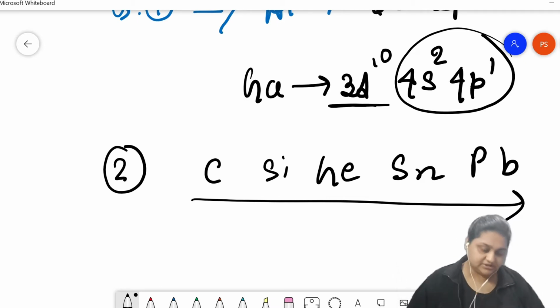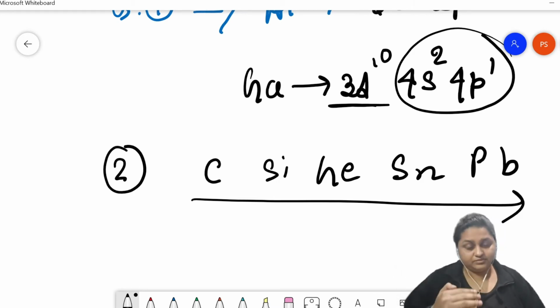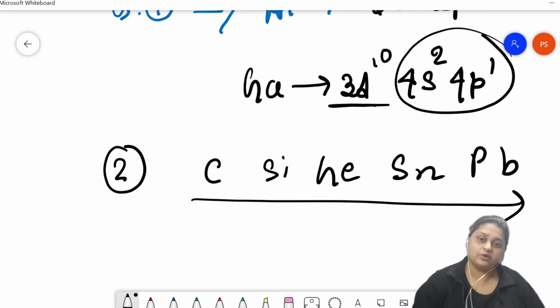As a result, the valence electron stays farther away from the nucleus, and the effective nuclear charge over the valence electron decreases. So the removal of the valence electron becomes easier down the group, which results in lower ionization enthalpy. That's why when moving from carbon to lead, from top to bottom in group 14, the first ionization enthalpy decreases.